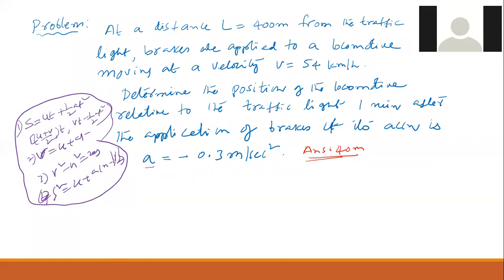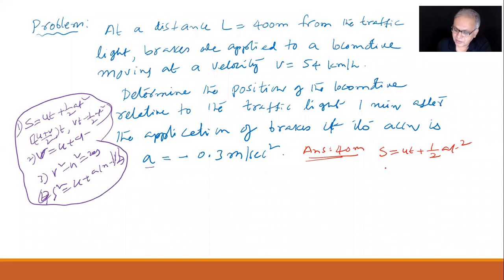Okay, Bhuvana? Okay, correct only. All right, let me see. Sachit, tell me, what did you do? I'll write your solution here. Sir, I took the equation s equals ut plus half at square. So, u is 54 kilometers per hour, which means how much? 15 meters per second.